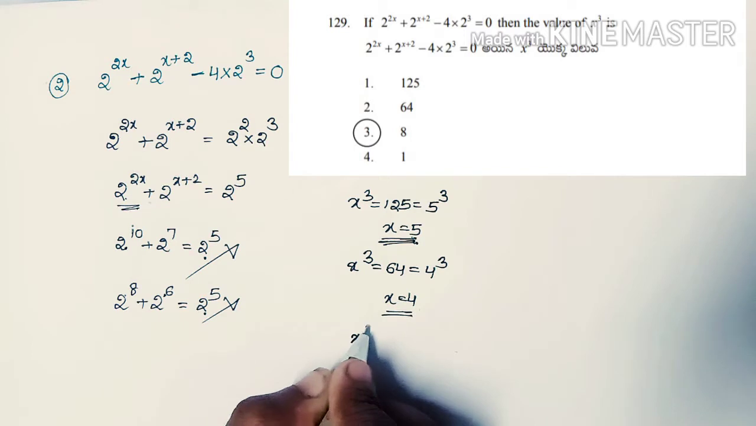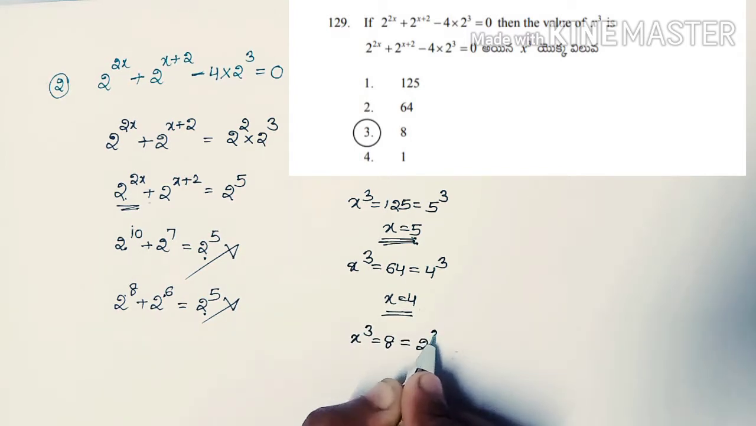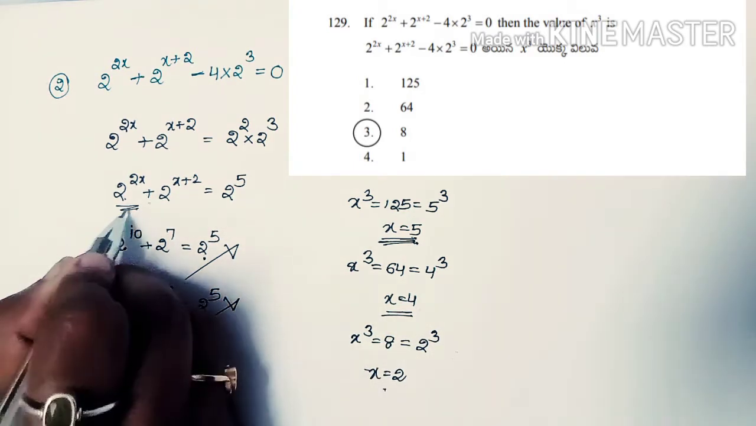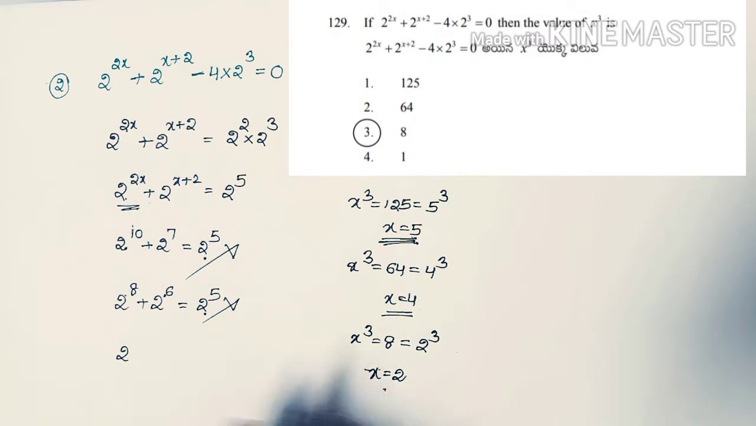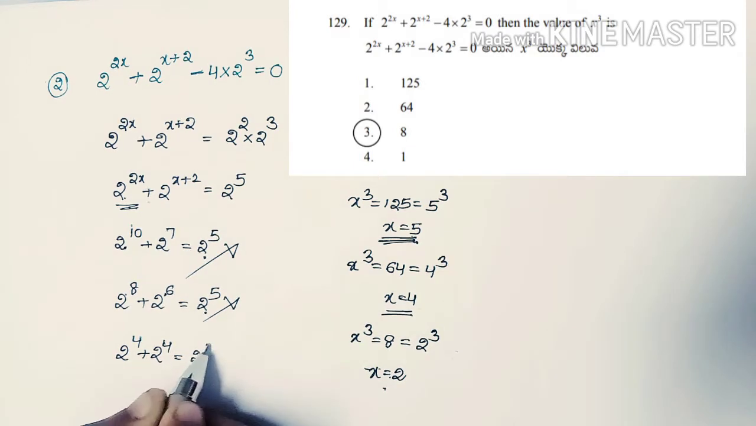Now coming to the third option, x cube is equal to 8. x cube is equal to 8 means this is 2 cube. Then the value of x is equal to 2. Now replacing x is equal to 2 here, 2 power 2 into 2, 4 plus 2 power 2 plus 2, 4 is equal to 2 power 5.